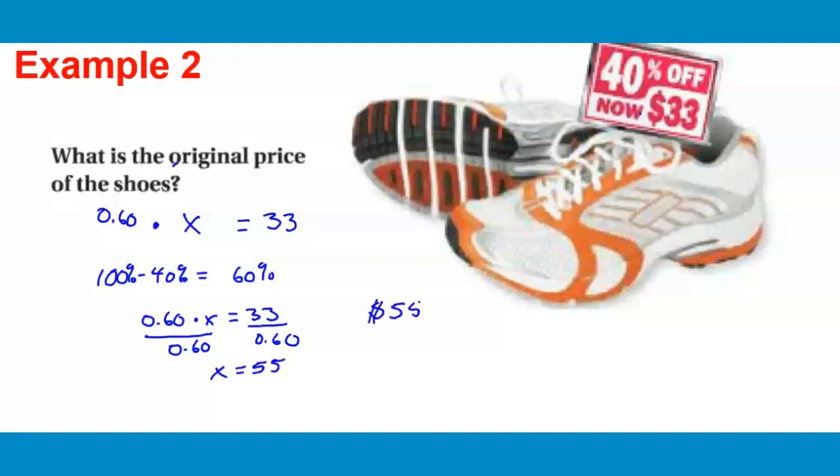And does that make sense? If it was discounted, the sale price was 33. Yes, the original price had to be higher. So step one is to find the percent that you actually paid. So when you're looking for the original price, the first thing you need to do is take 100%, subtract the discount percent, and that will tell you the percent that you actually paid. That would be the percent of the original amount, which is X, equals the sale price. In this case, the sale price was 33, but the original price was 55.